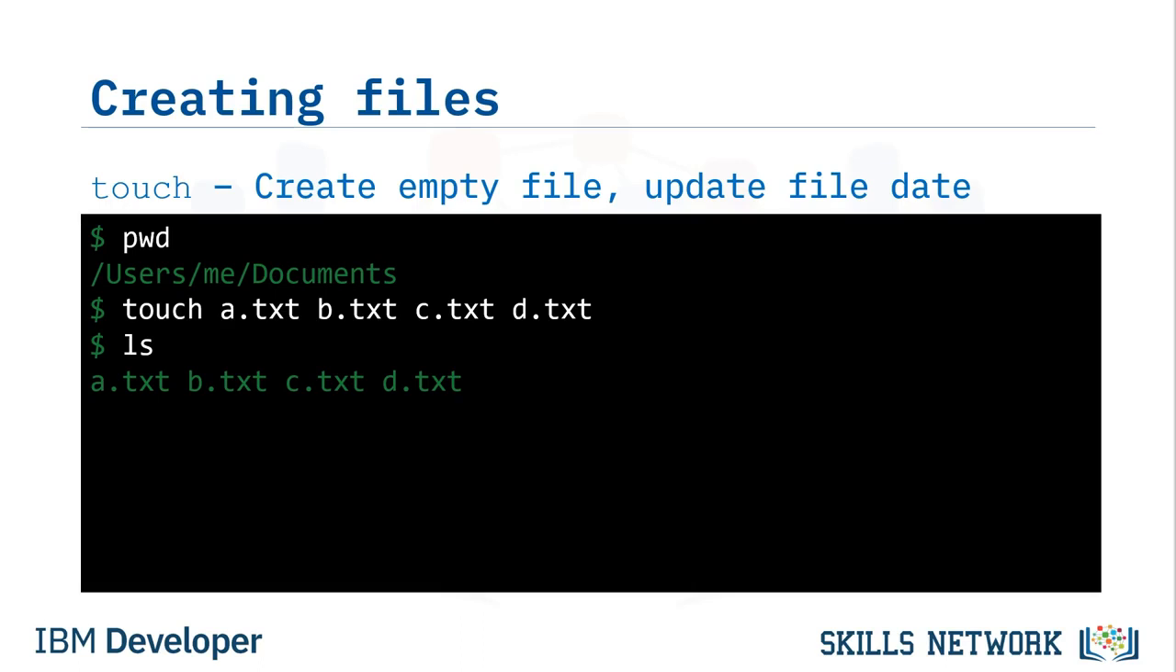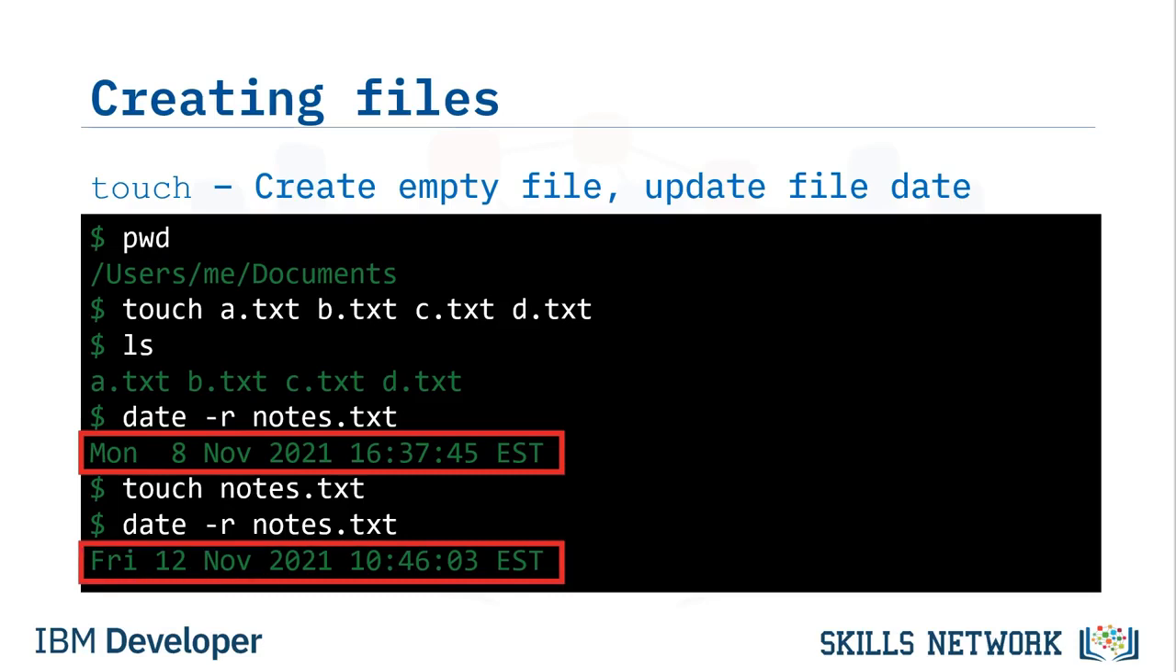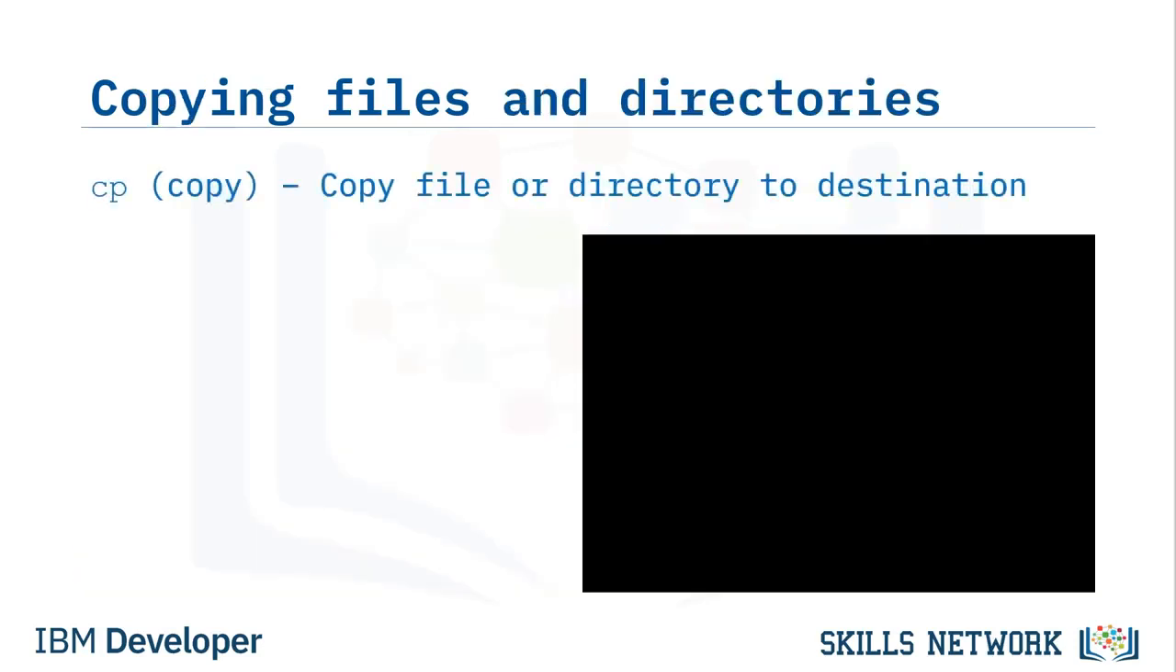You might be wondering what the touch command does to a file that already exists. Suppose your current directory contains a file called notes.txt. You can see when it was last modified using date -r notes.txt. If you use the touch command on notes.txt, you can see that its last modified date updated to the current time.